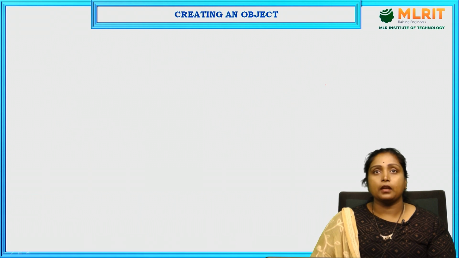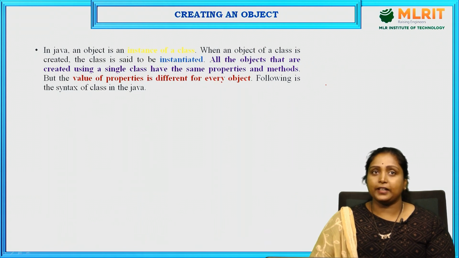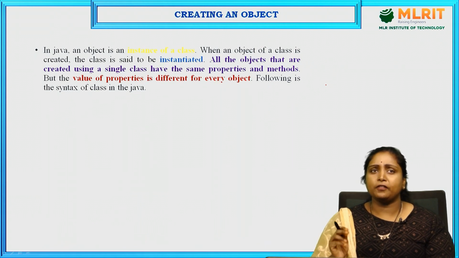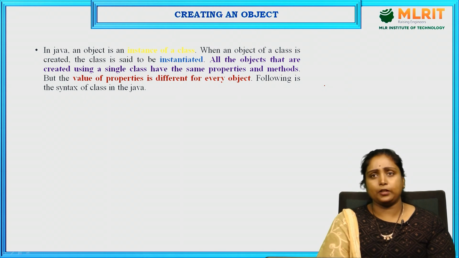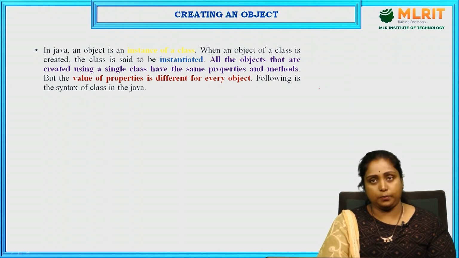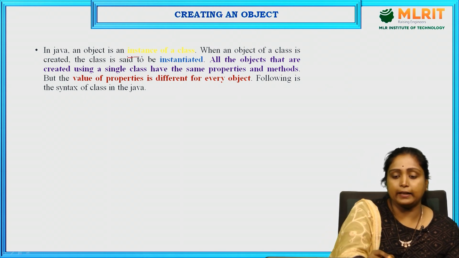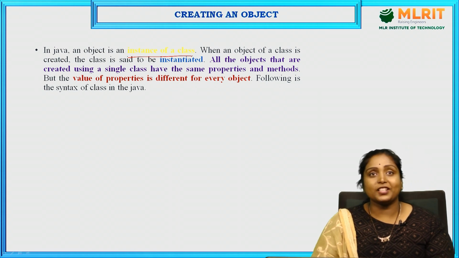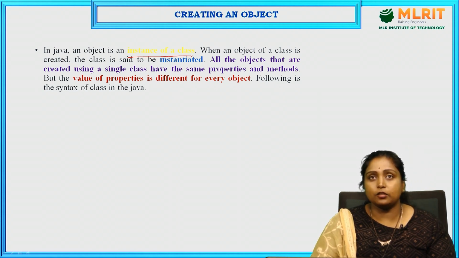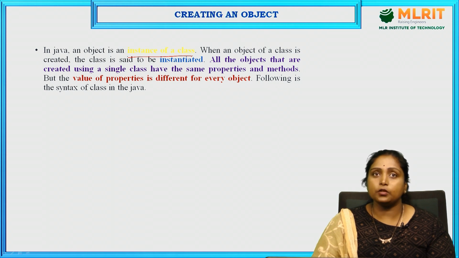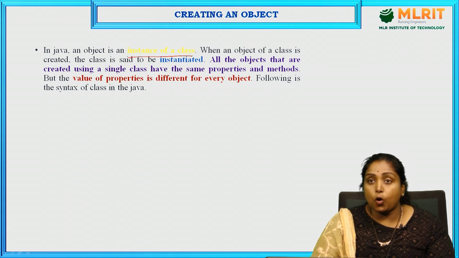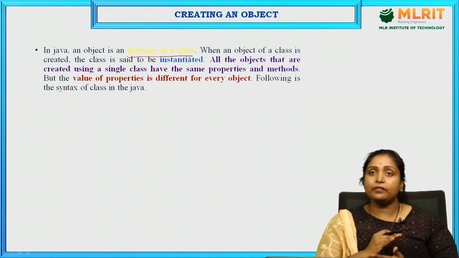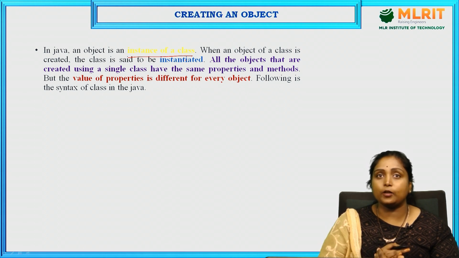Okay. So how are you going to create an object? I already told you. If a class is a blueprint of an object, an instance of a class is an object. So an object is said to be an instance of a class. So whenever you create an object of a particular class, memory will be allocated, and it is said to be instantiation.